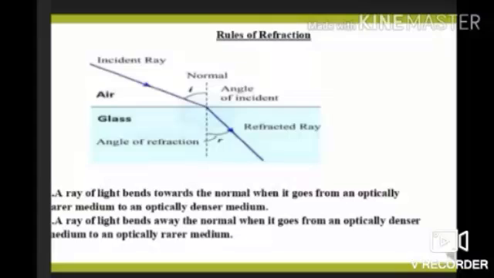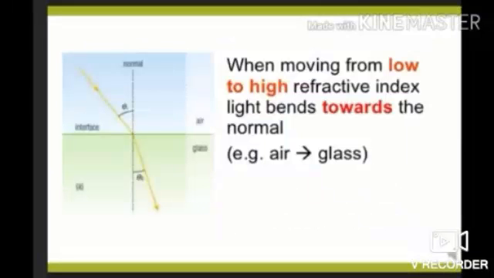Now we will discuss the rules of refraction. First, a ray of light bends toward the normal when it goes from an optically rarer medium to an optically denser medium. And second rule, a ray of light bends away from the normal when it goes from an optically denser medium to an optically rarer medium.